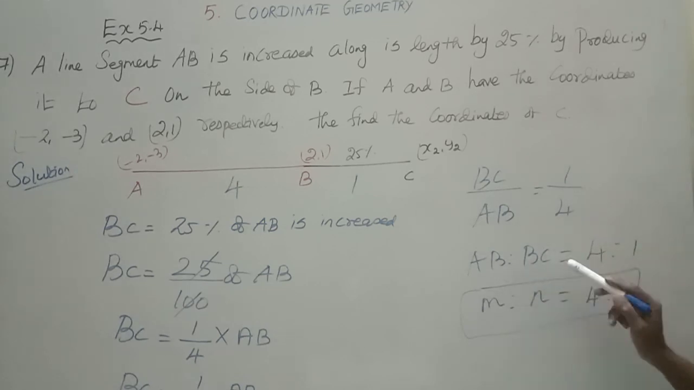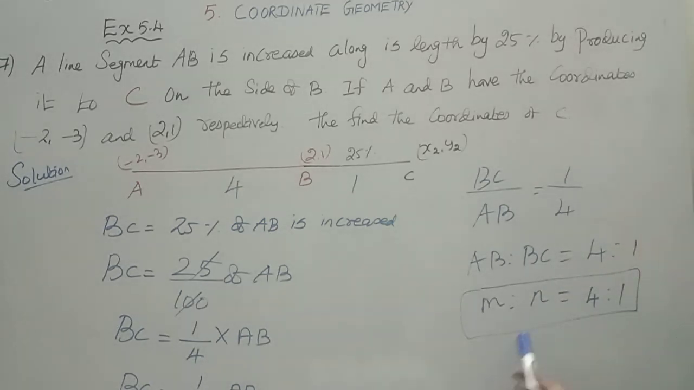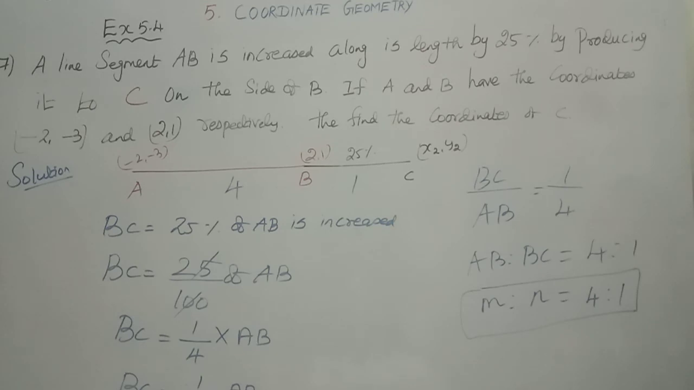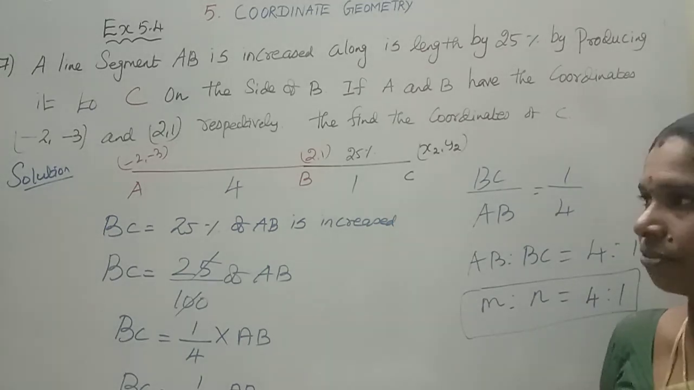So AB is to BC means the given ratio m is to n, I am taking m is to 1. The sum is not ended here. You have to find x2, y2 using the section formula as homework.